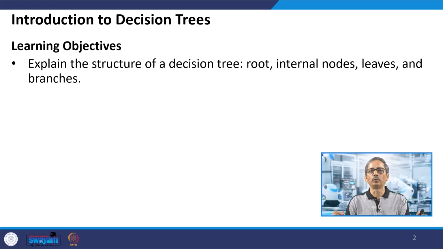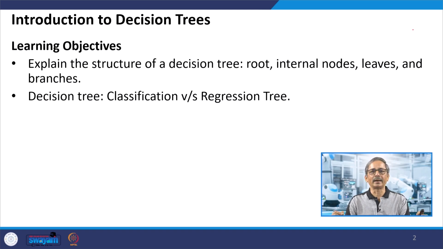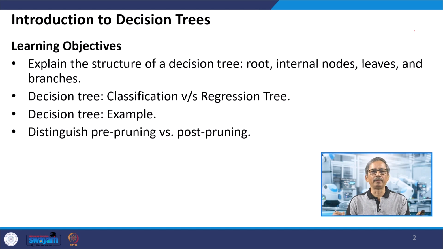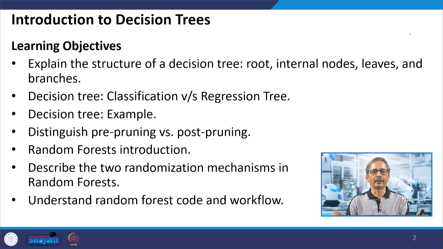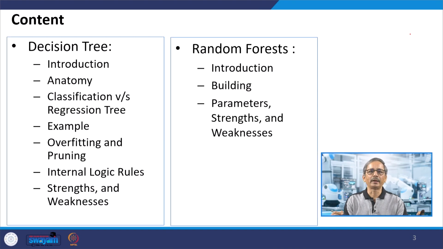The learning objectives of today's lecture are: I am going to explain decision tree, root, internal nodes, leaves and branches. Then we will be seeing classification and regression, and you will be able to understand this. An example you will be able to work out, and you will be able to distinguish between the pre-pruning and the post-pruning operation. Then from the random forest you are going to understand the two randomization mechanisms, how the random forest code works and what is the workflow. Okay, so here is the content.